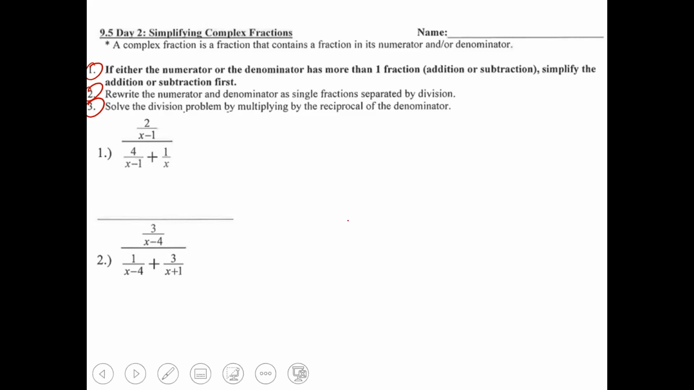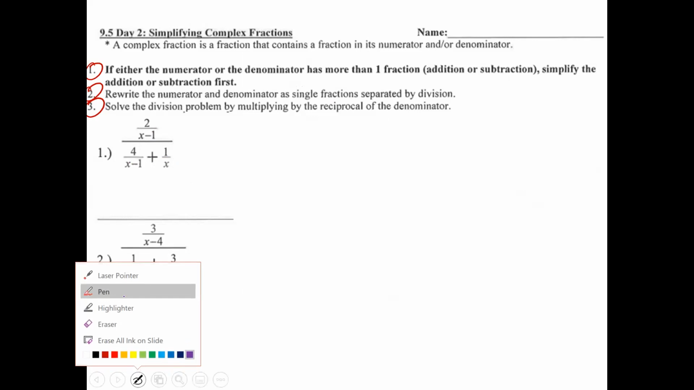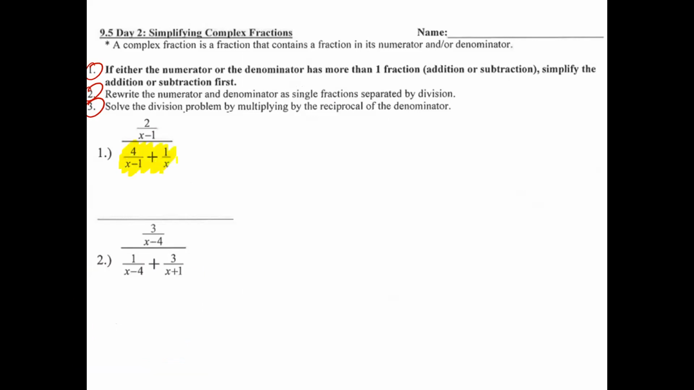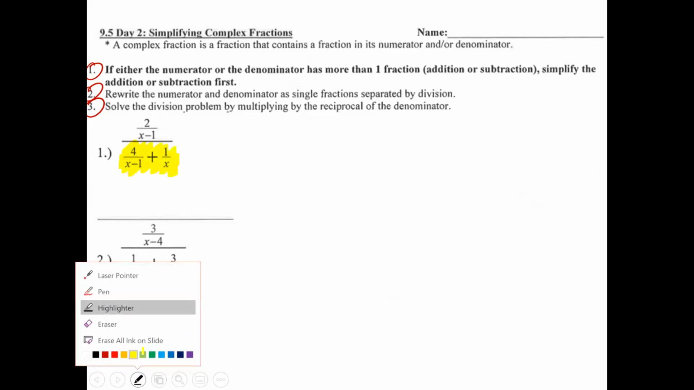Okay, so let's take a look at example number 1, you guys. For example number 1, you're simplifying a fraction with an addition of a fraction, which is absolutely crazy, I know. What we're going to do is focus on the denominator, okay? So let's combine that fraction first.